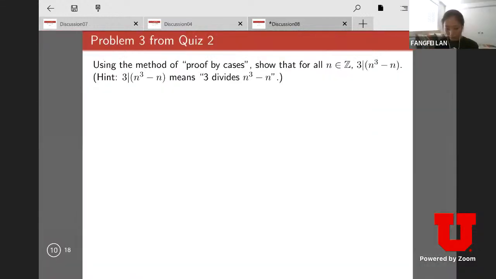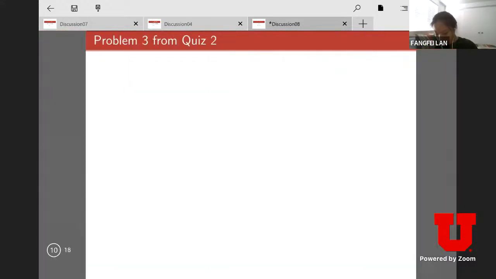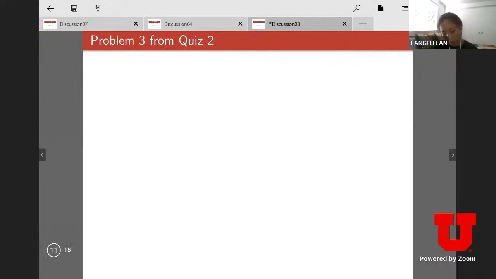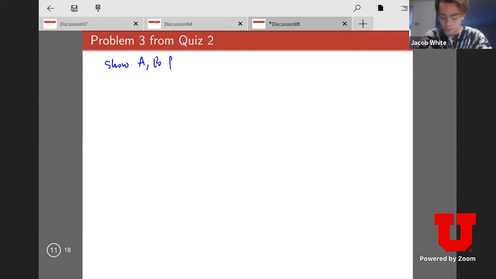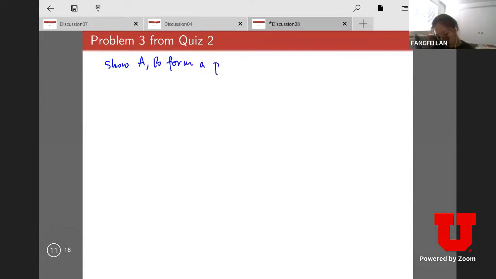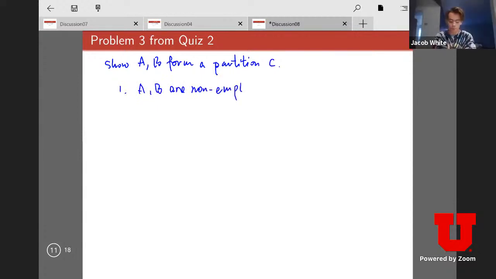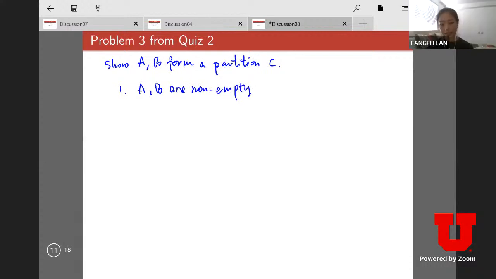So wait, you're saying that, okay, one second. I'm just gonna write it here. You're saying that show that A, B form a partition of C? Yeah, where A and B are both sets, and C is also a set. Right, partition of C. So first of all, you show A, B are non-empty, right? Yeah. So is that step just proving that neither of them are empty sets, not zero? Okay, they just at least have one value.